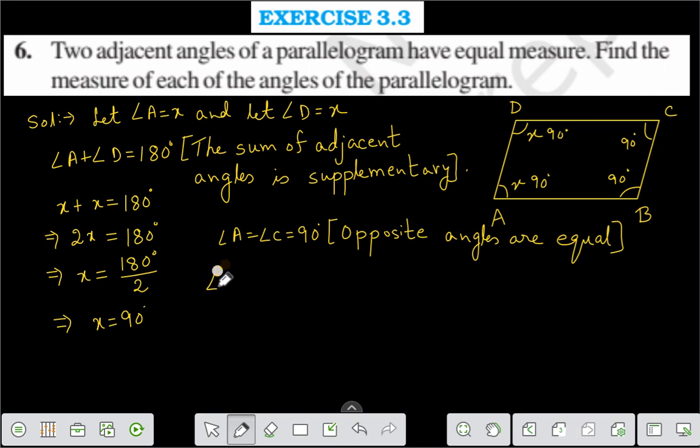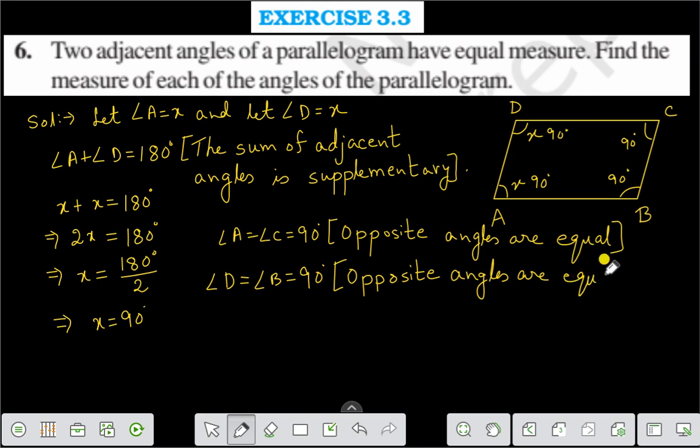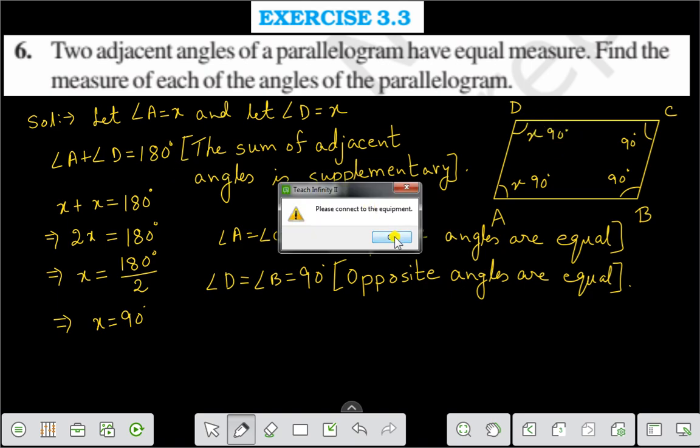And also angle D is equal to angle B, that is also equal to 90 degrees. What is the reason? The reason is that opposite angles are equal. Right? Therefore, we got angle A is 90 degrees, angle B 90 degrees, angle C 90 degrees, and angle D also 90 degrees.